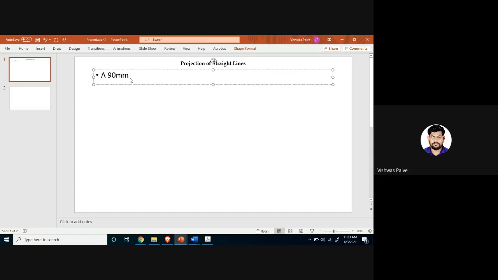A 90 mm long line AB is inclined to HP, the horizontal plane, at 30 degrees. You can also note it down.